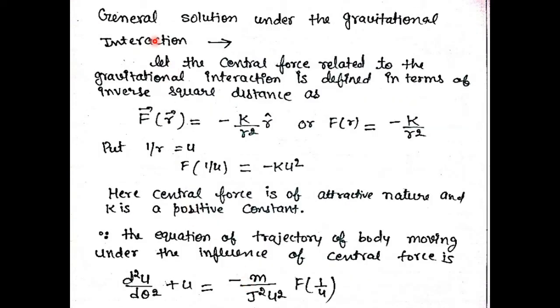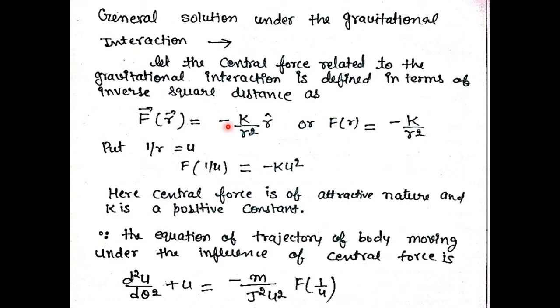Now we will take the general solution under the gravitational interaction, or we will find the body moving under gravitational force, then we will find its trajectory. So for this, let us start. Let the central force related to the gravitational interaction be defined in terms of the inverse square distance. What is this?